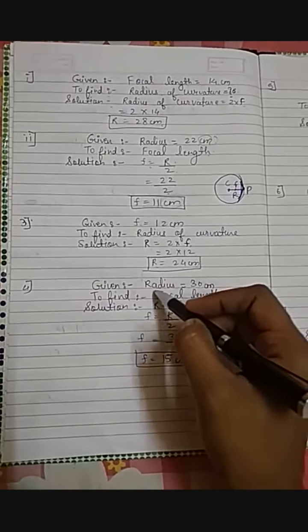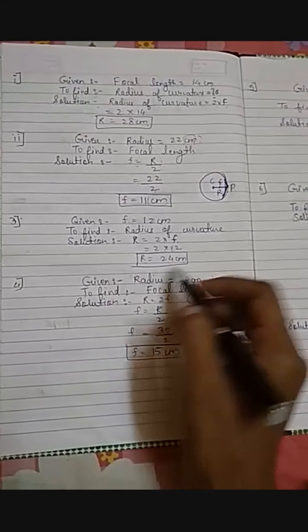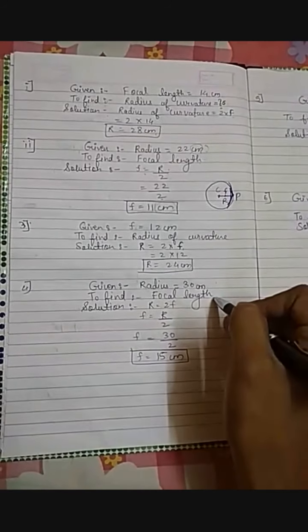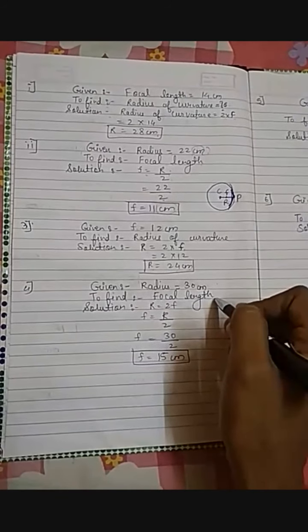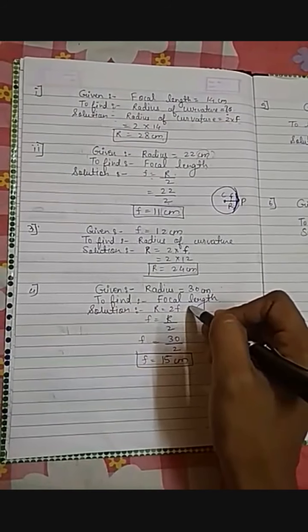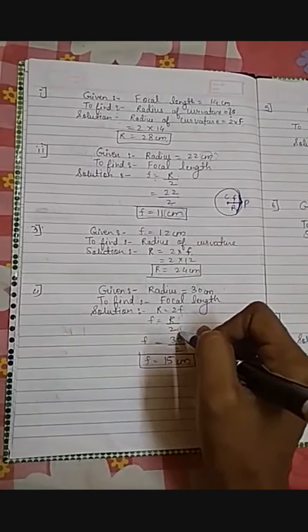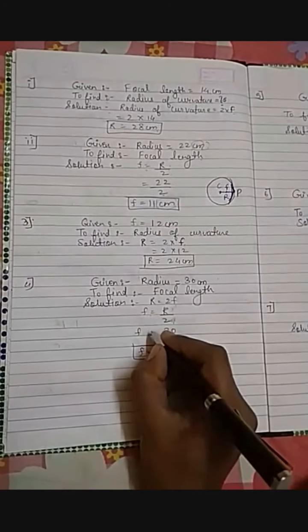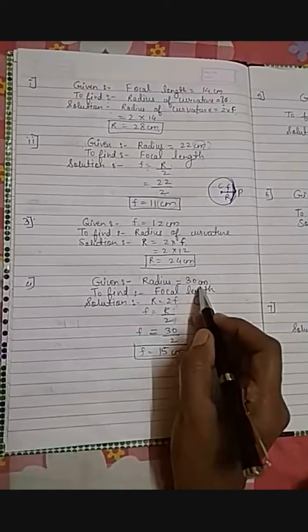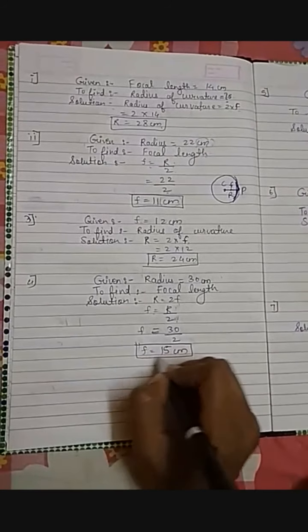Numerical is also based on the same concept, where the given radius is 30 centimeter. We have to find the focal length of the convex mirror. So radius of curvature is 2 of focal length. So focal length is half of radius of curvature. So r upon 2. R is what? 30 centimeter. Our radius of curvature is 30 divided by 2. So it comes out to be, focal length comes out to be 15 centimeter. Let's move to the next numerical.